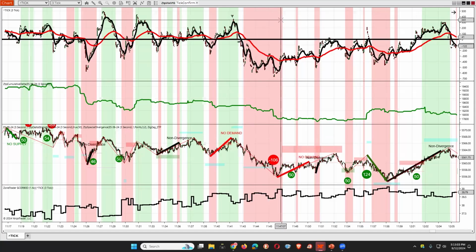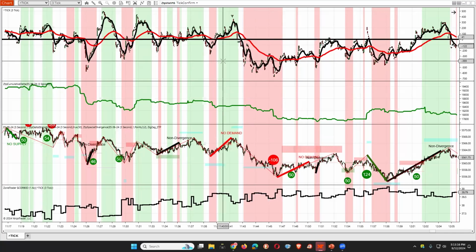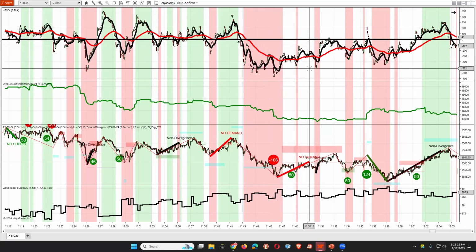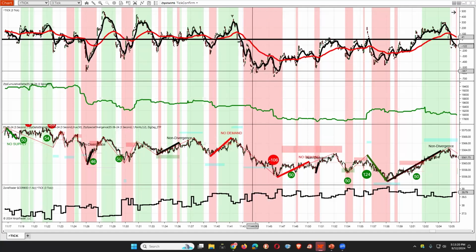So yes, you're going to need some kind of data, whether it comes from Kinetic or CQG or whoever else puts out data. I don't know. I just use the Kinetic data and I don't worry about it.